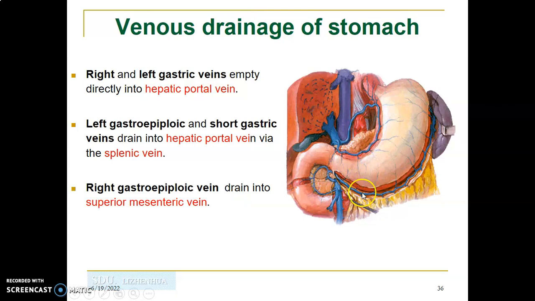Then we have the right gastroepiploic artery. The right gastroepiploic artery was from the gastroduodenal. So the right gastroepiploic veins will drain into the superior mesenteric vein. And the superior mesenteric vein and splenic vein together form the portal vein.